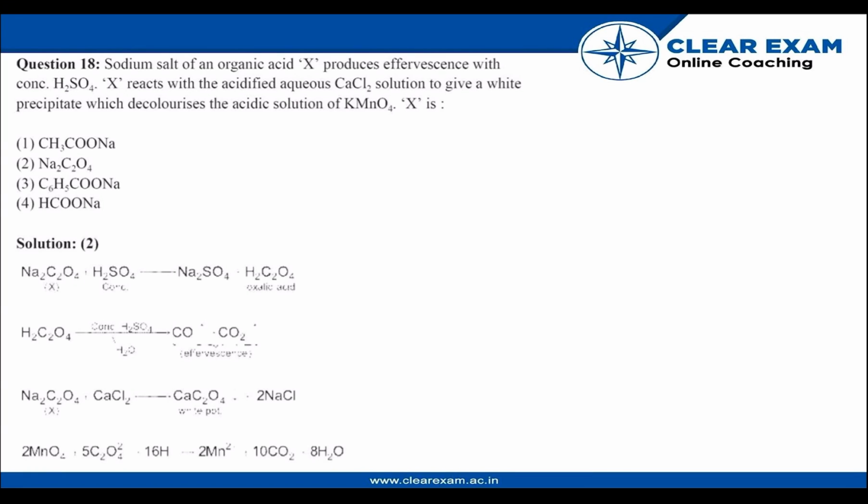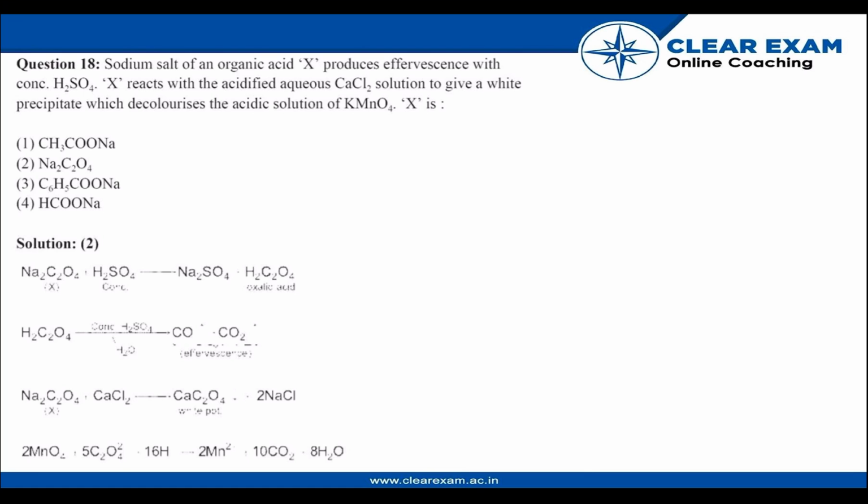Welcome everybody. Today we are going to try to solve this chemistry IIT mains question that says sodium salt of an organic acid X produces effervescence with concentrated H2SO4 and X reacts with the acidified aqueous CaCl2 to give a white precipitate which decolorizes the acidic solution KMnO4. So the correct answer here, X is Na2C2O4, that is sodium oxalate.